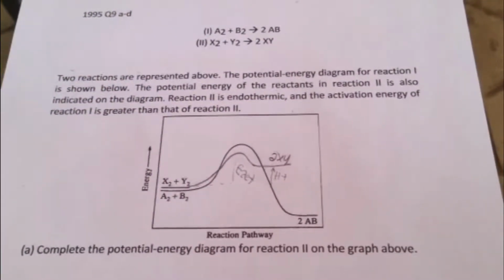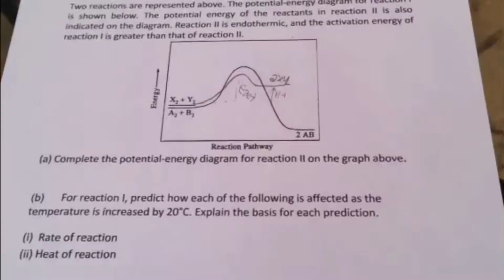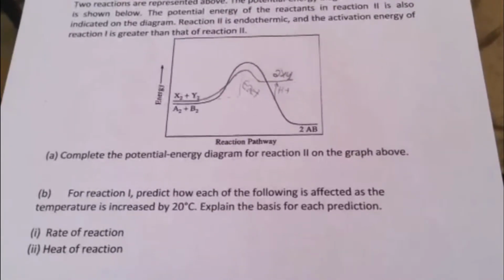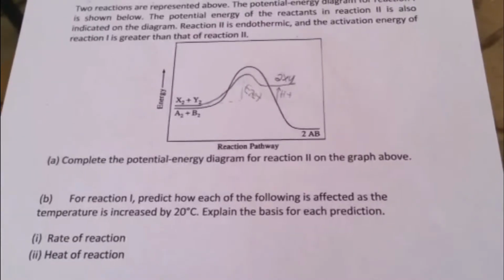So on your test, your answer will look close to this. Go on to part B. Part B says, for reaction 1, predict how each of the following is affected as the temperature is increased by 20 degrees. Explain the basis for each prediction.